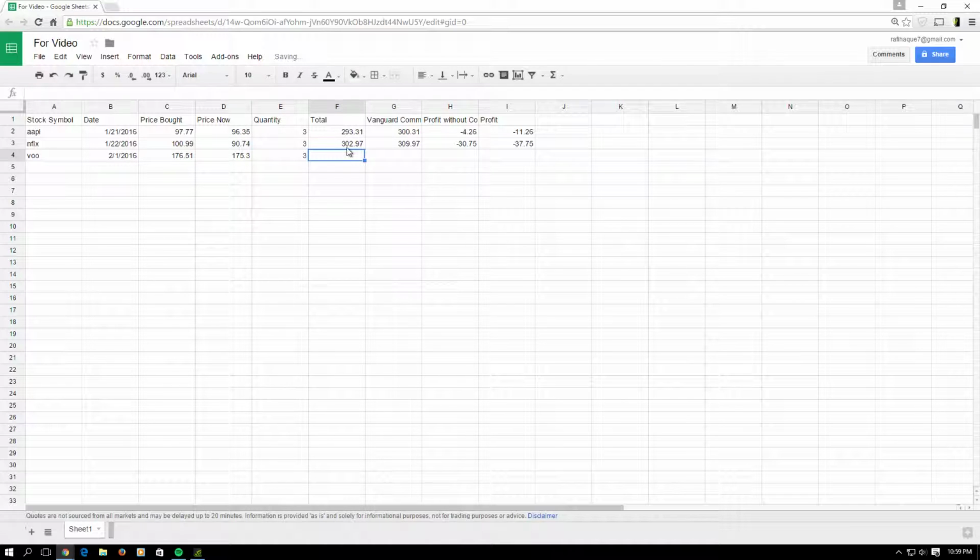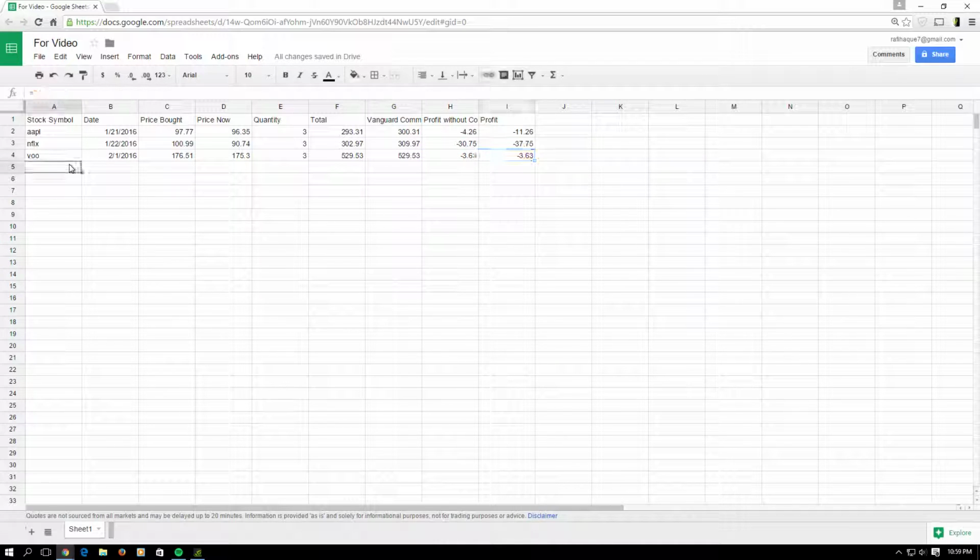And for total, it's gonna be the same, $529. But for Vanguard commission, there is no commission, so I'm gonna have to get rid of that $7 fee in that. And then let's see if this should be correct. So profit without commission and profit should be the same.